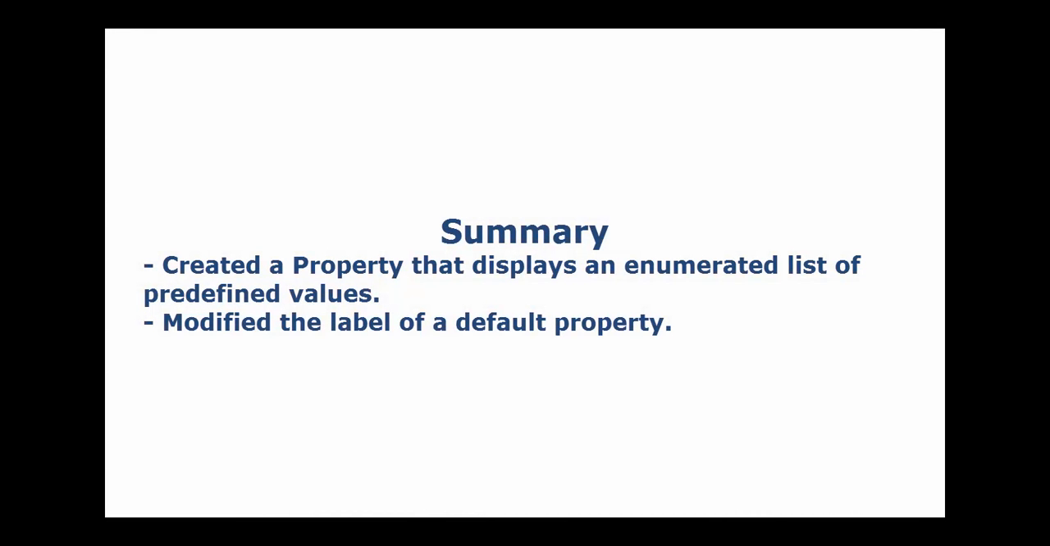That completes this demo. To summarize, we created a property and added it to the business term template. The property was an enumerated list. Next, we changed the label of a default property to change the display name.